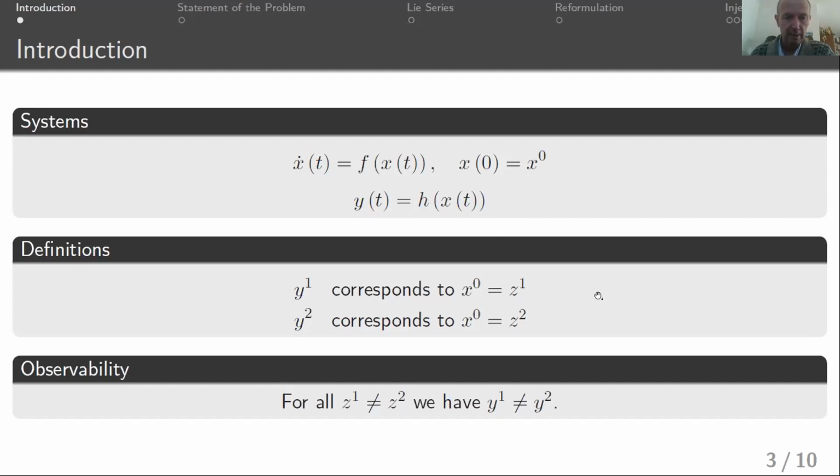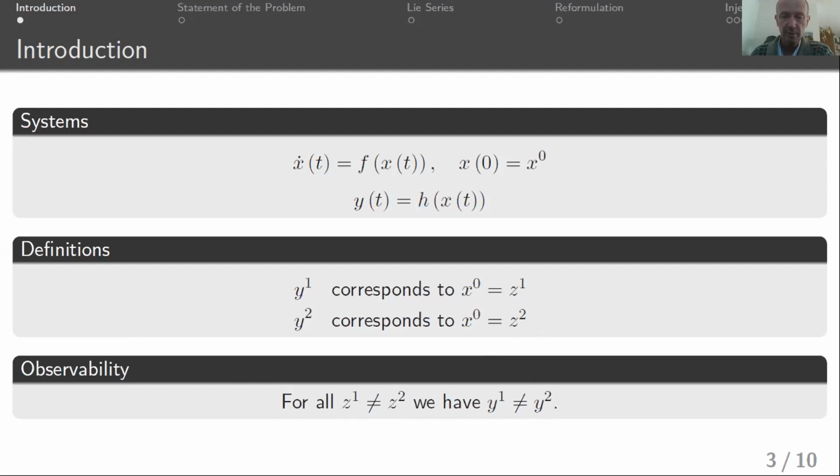And now we would like to define what is observability. And in order to do that, we introduce two different initial conditions, Z1 and Z2. And Z1 corresponds to the output Y1, and Z2 corresponds to the output Y2. And observability can now be stated very simply. If for all Z1 not equal to Z2, we have Y1 not equal Y2, that means the outputs are different if the initial conditions are different, then our system is observable.